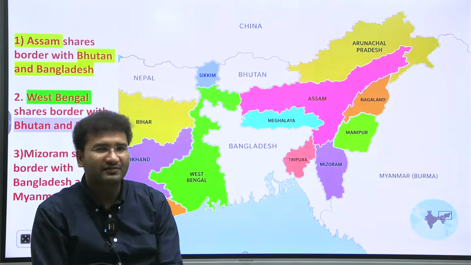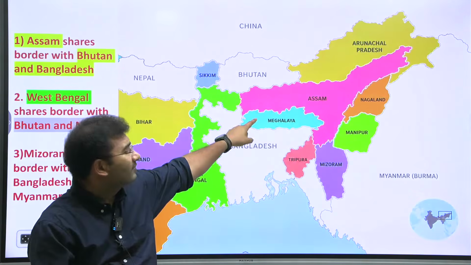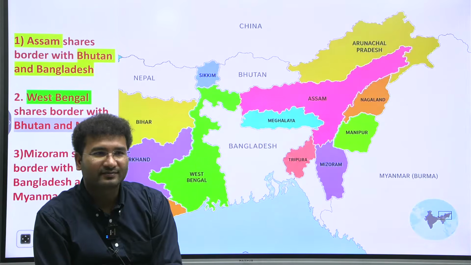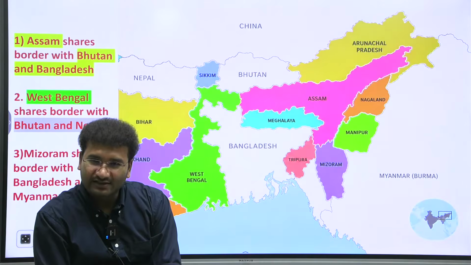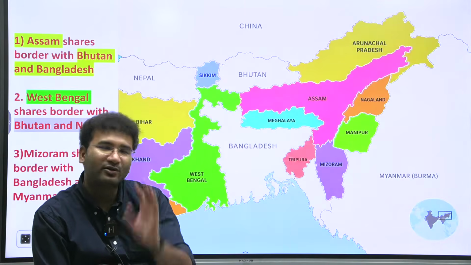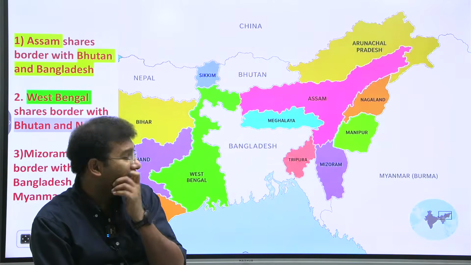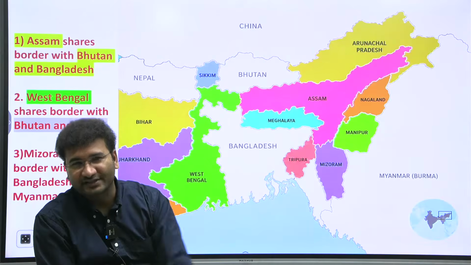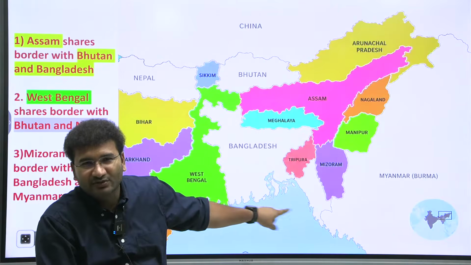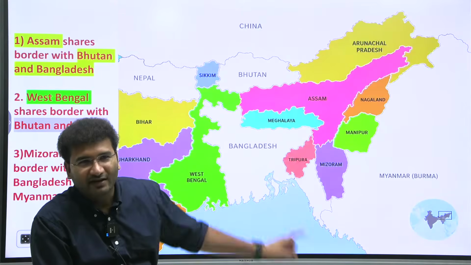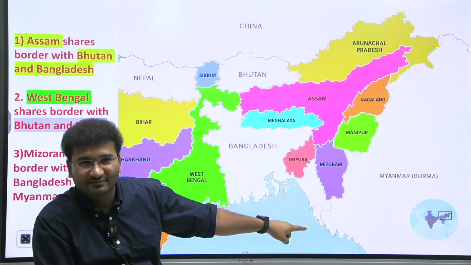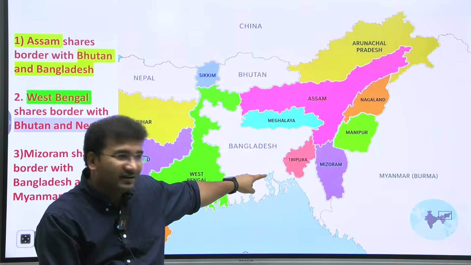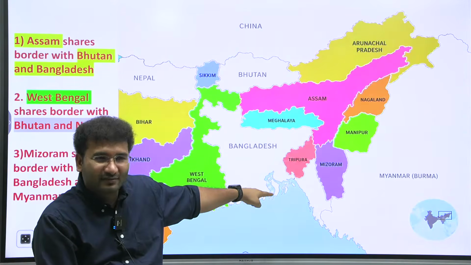Now let's do some observations. Look here. First one, look at Assam. Assam is one state that has borders with all the northeastern states. Yes? Now, Mizoram is having border with 2 countries, Bangladesh, Myanmar. Did your mind go there? Tripura, it is entirely having border with Bangladesh.